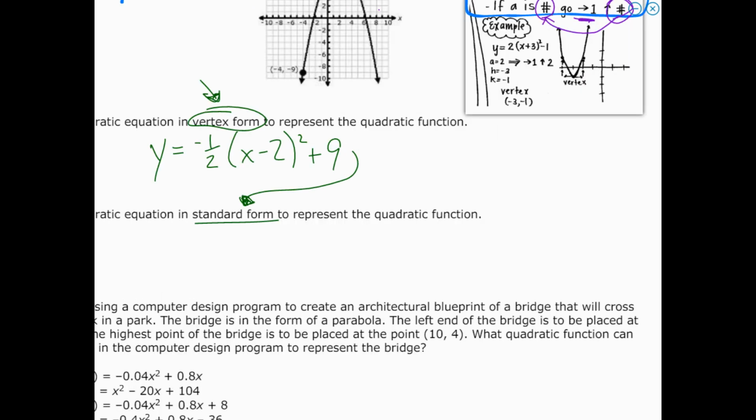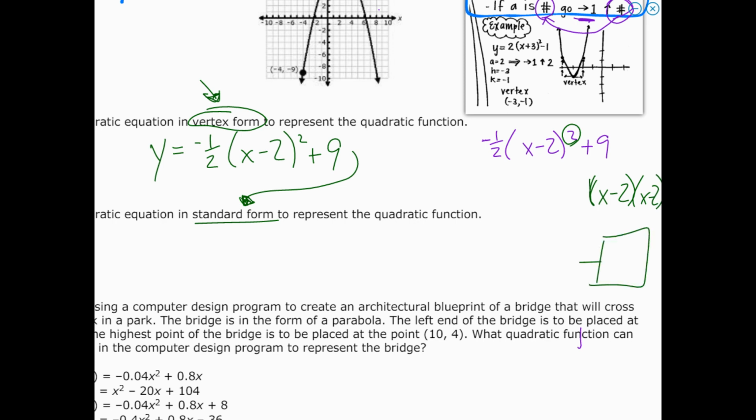So to figure out the standard form, I'm going to use the equation that we started with, or that we created there: negative 1/2 (x minus 2) squared plus 9. And I'm going to do my order of operations on it. What do I do first in my order of operations? Your parentheses. Is there anything inside my parentheses that I can simplify? No. So what's the next step? The exponents, right? So that means I need to do x minus 2 times x minus 2.